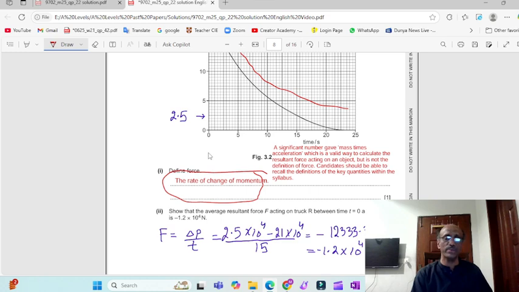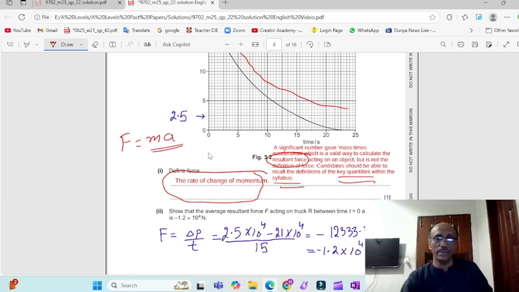Exact definition is required. Many times the students write down, it is the product of mass and acceleration. That is not the definition of the force. That is, you can say, a method. It is a formula to calculate the resultant force. So if you write down this, the product of mass and acceleration, your definition will not be acceptable. The only acceptable definition is the rate of change of momentum. So keywords are required to be learned from the syllabus.